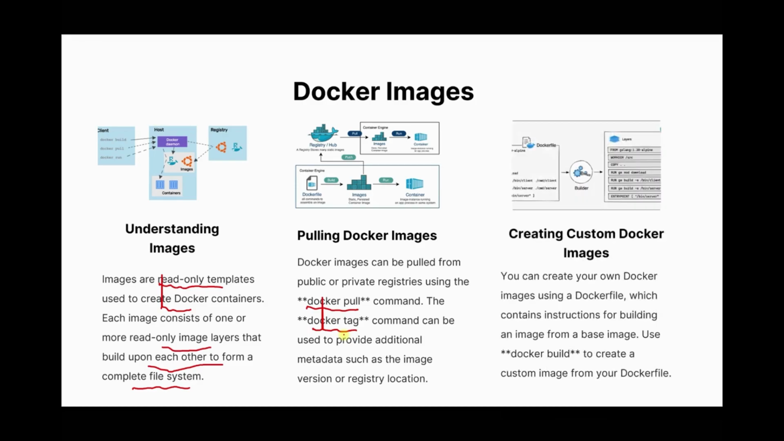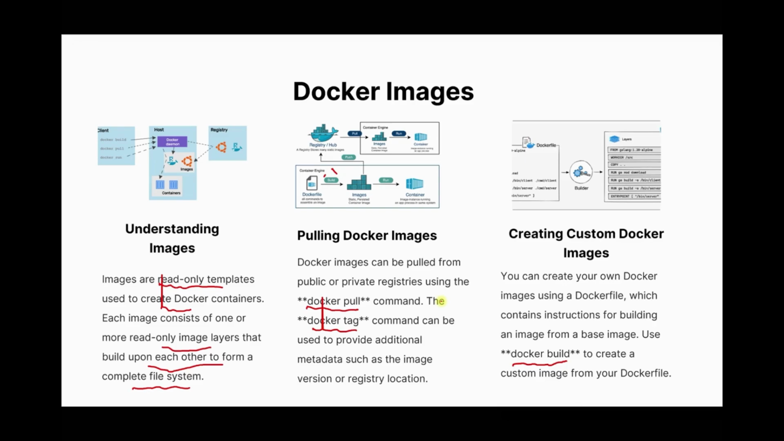Next thing, if you want to create your custom image, that also you can create. So that is what we are going to see in our next slide, where we will create this Docker image from the Dockerfile, where we will use the Python base image, and on top of that we will provide some instructions that need to be followed by the container. So you can create your own Docker image using the Dockerfile, which contains instructions for building an image from a base image. And which command do you need to use? You need to use the docker build command to build an image. If you want to run any image, you need to run the docker run command.